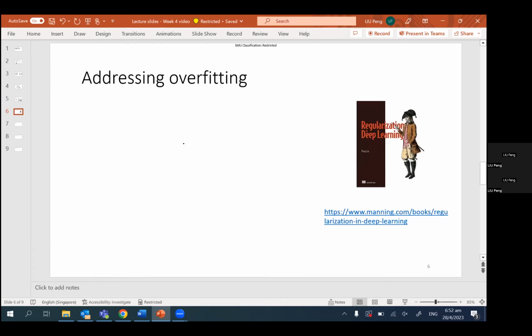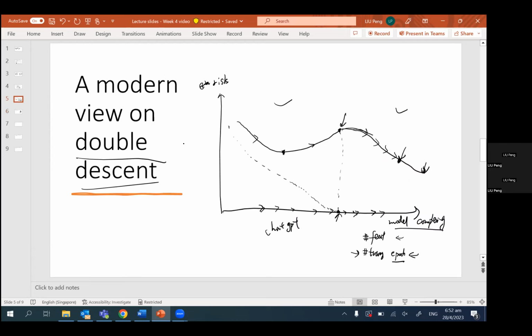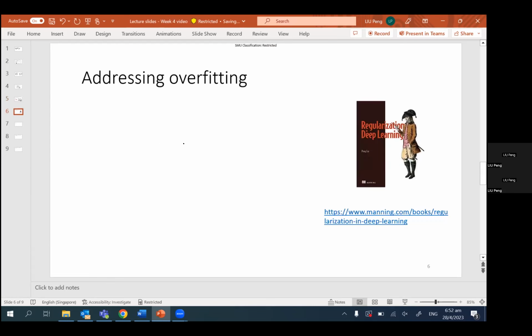All right, so now of course overfitting is something we need to address, right? Even if the model in this region is obviously overfitting, this is what we see, but this is only particular to specific training scenarios, right? But in general, we need to address overfitting. To address overfitting, there are different ways to do that.